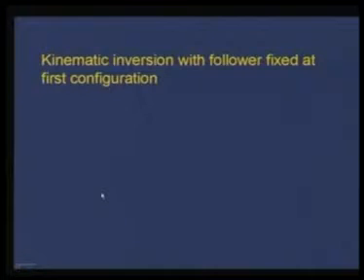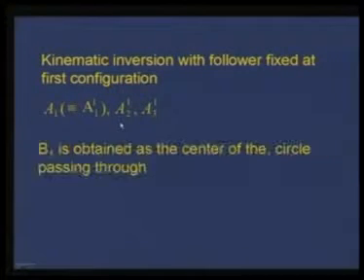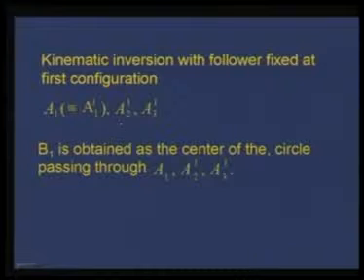We did the kinematic inversion with the follower fixed at its first configuration. Then we chose A1 arbitrarily and found A21 and A31 using the principle of kinematic inversion. And B1 was obtained as the center of the circle passing through A1, A21 and A31.